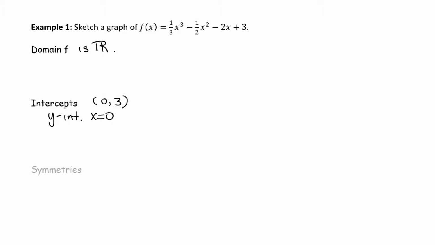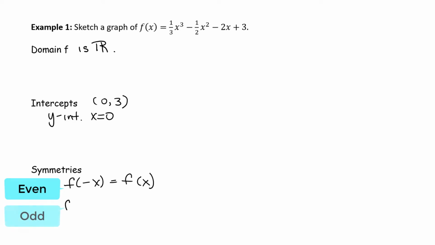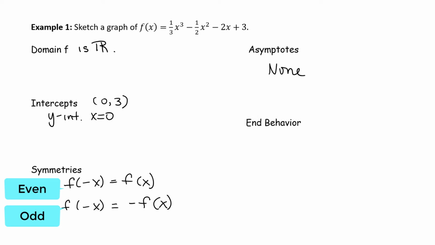How about if we look for symmetries? Is the function even? If it's even, f of minus x would equal f of x. And if it's odd, f of minus x would equal minus f of x. You can compute these on your own time, but you will soon see that this function is neither even nor odd. Now how about asymptotes? Since this is a polynomial function, we know that we're not going to have any asymptotes at all, so we'll have none. But end behavior, that's something interesting to look at.